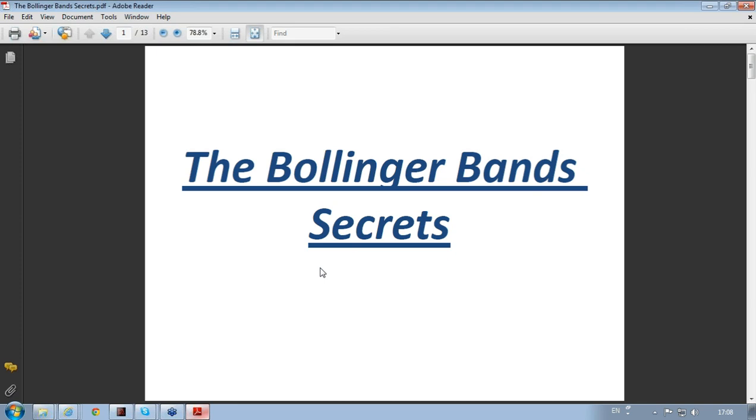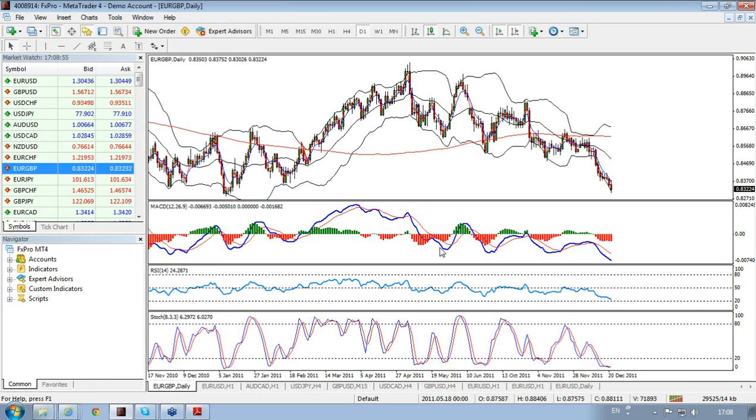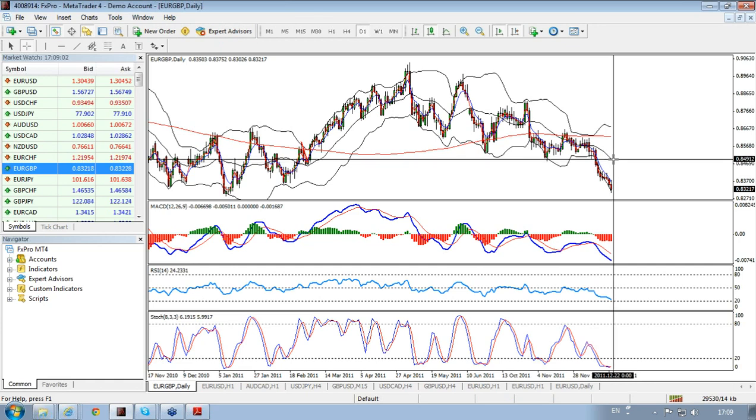So first of all, what is a Bollinger Band? Why do I like it so much? A Bollinger Band is a moving average. Believe it or not, a Bollinger Band is a moving average. A 20 simple. That's all it is.